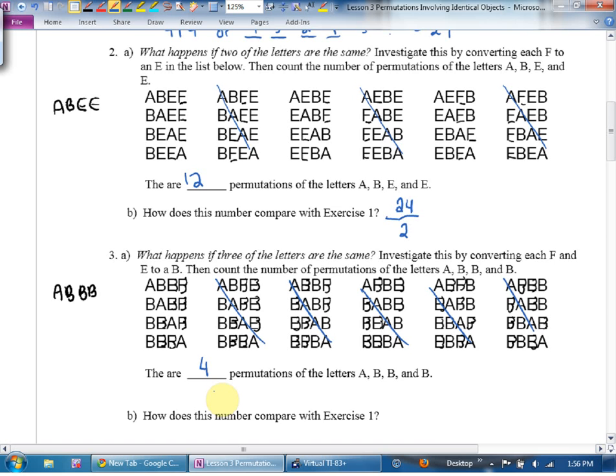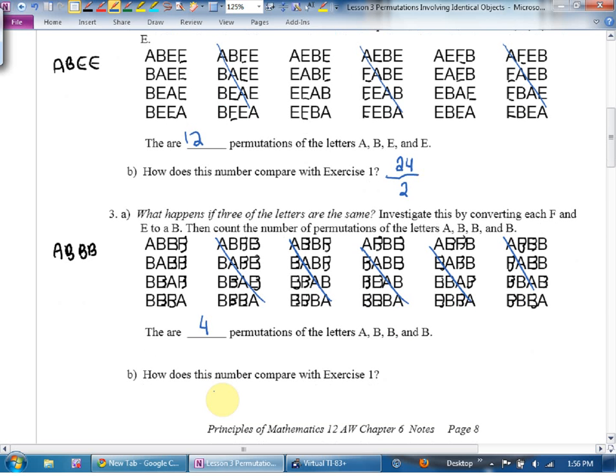How does this number compare with exercise one? Well, 24 divided by 6. I would really have liked it. Two letters repeating and a 2 there. Three letters repeating. I'd like to put a 3 there somehow. How can I write a 3 there but have it really be a 6? And I'll pause and see if anybody can have the leap of brilliance, because it will impress me.